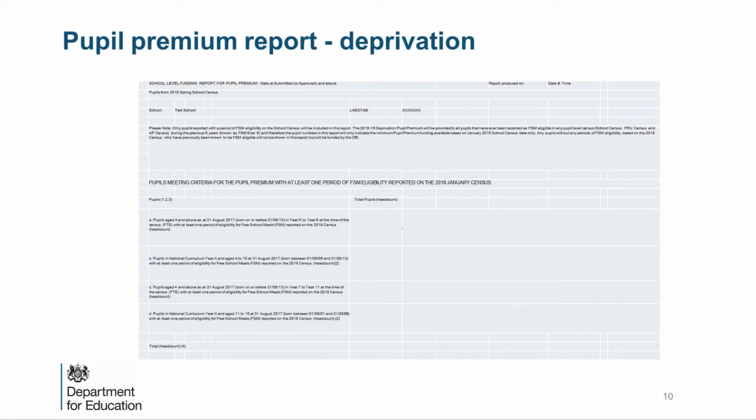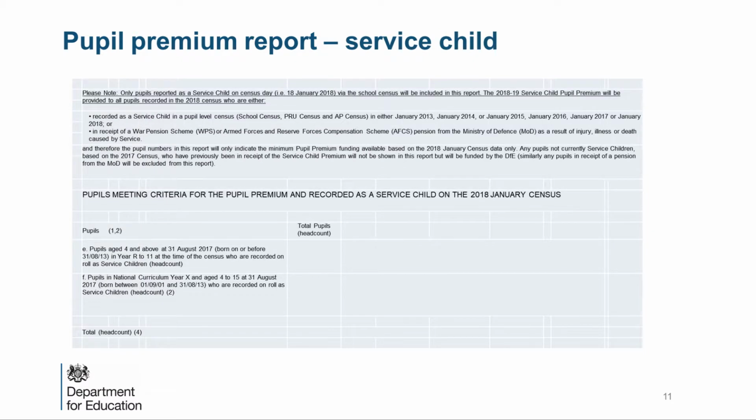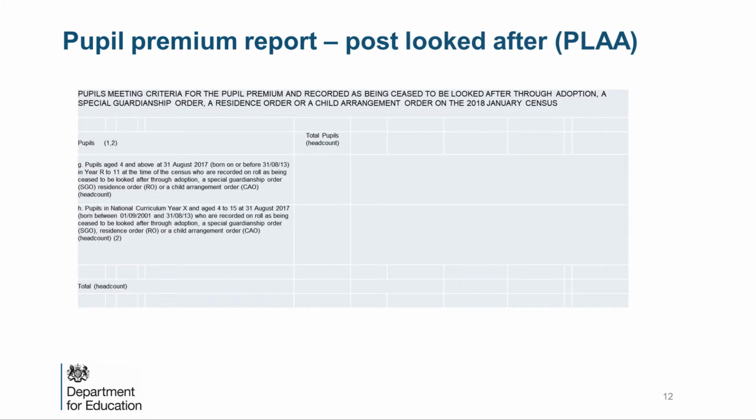The pupil premium report is aimed specifically at the data collected via the school census and will allow you to check and verify the data contained in your spring return, which will feed into the deprivation, service child and post looked after elements of the pupil premium allocation. Please refer to the pupil premium guidance notes available on gov.uk.